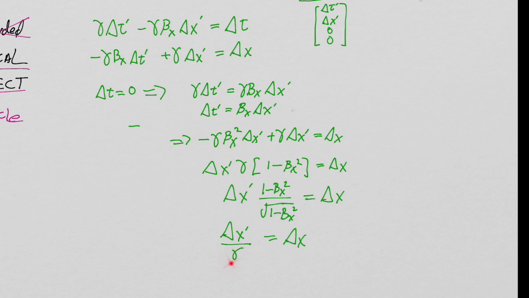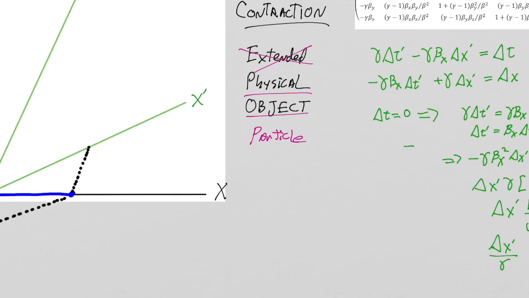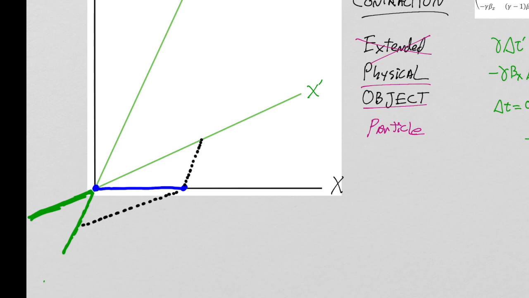Gamma is a number that's greater than 1. So this spatial extent is less than that spatial extent. And that is the notion of length contraction. And the way this plays out is sort of in the obvious way. I'll just draw it again.